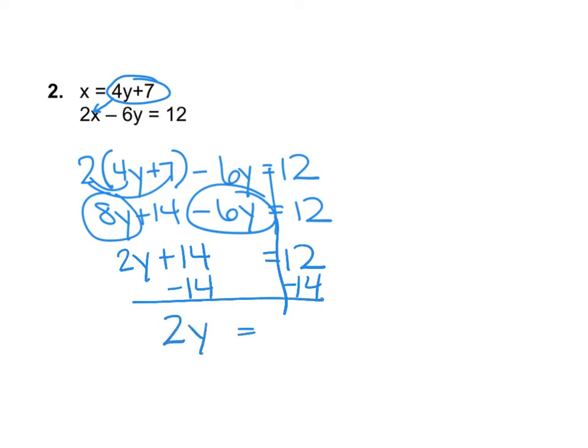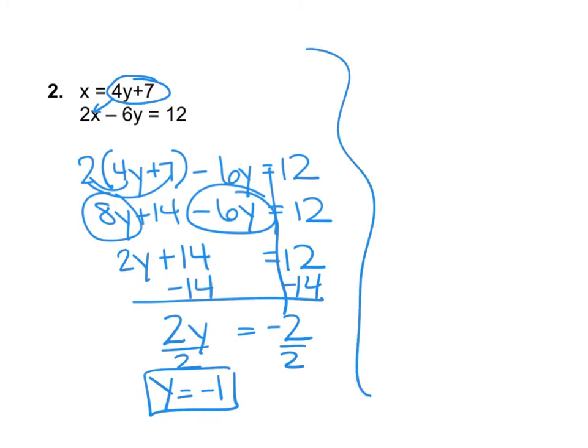2y is equal to -2, and so I divide, and y is going to be equal to -1. All right, so we have our y. Now, you can take either one of the equations, it doesn't matter. But x is equal to 4y plus 7. That is going to be an easier option, so I'm going to plug in the -1 right here.